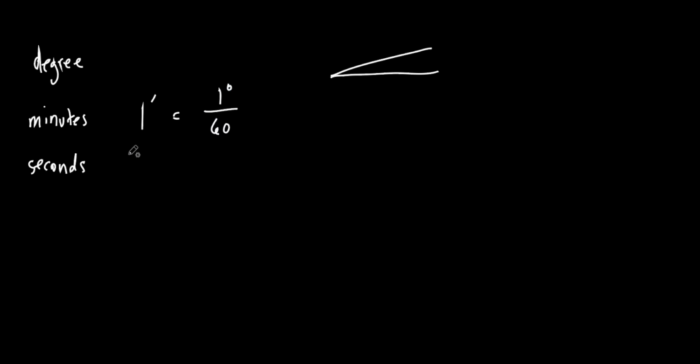You with me on that? 1 second, what's a second? It looks like this, a double tick mark right there. That's 1 second. What do you think that is? That's 1 degree divided by 3,600. So if I took 1 degree and divided it 3,600 times, what is each of those angles going to be? 1 second. Okay?